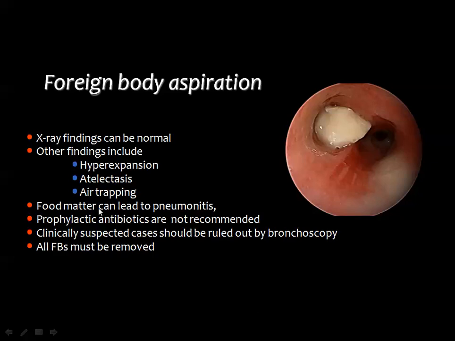Food matter can lead to inflammation and pneumonitis, and the literature does not recommend prophylactic antibiotics for those who have inhaled foreign bodies. And whenever it is clinically suspected, then the foreign body should be removed by the rigid bronchoscope.